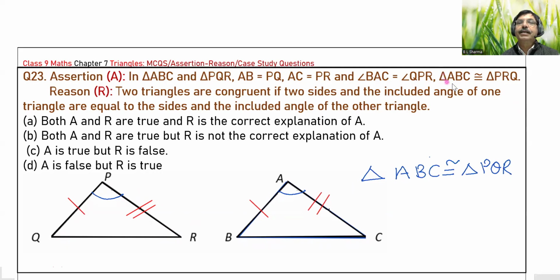But what is given here? Triangle ABC is congruent to triangle PRQ. So that is false. So assertion is false. But the reason: two triangles are congruent if two sides and the included angle of one triangle are equal to the sides and the included angle of the other triangle. That is right, because this is SAS congruency rule. So D is the correct option. A is false, means assertion is false, but reason is true.